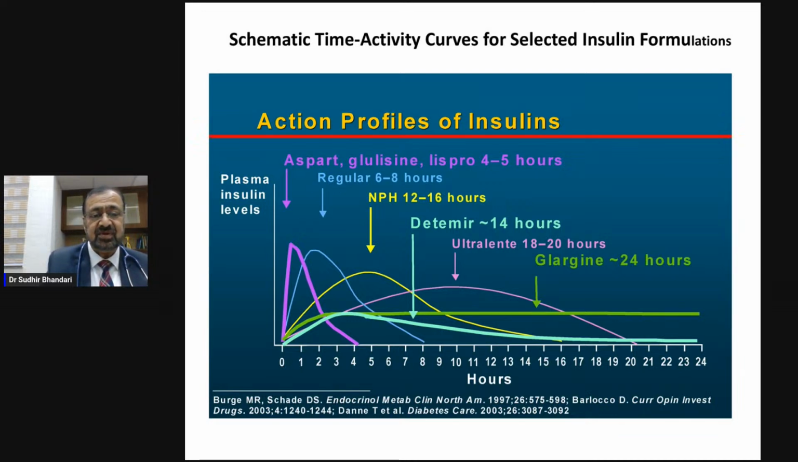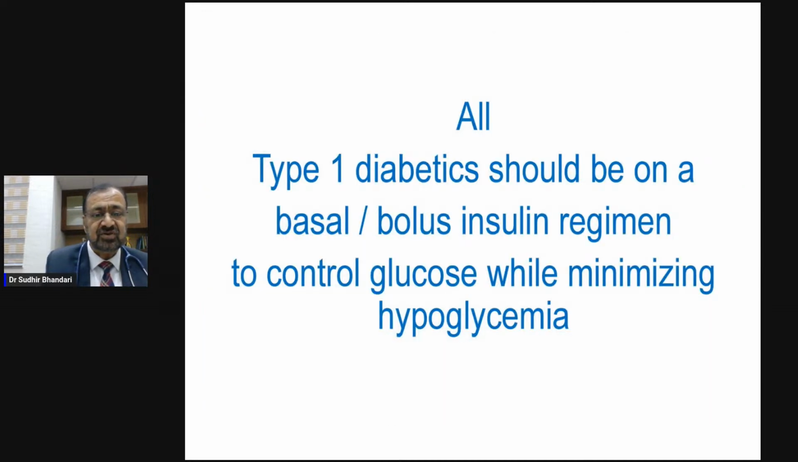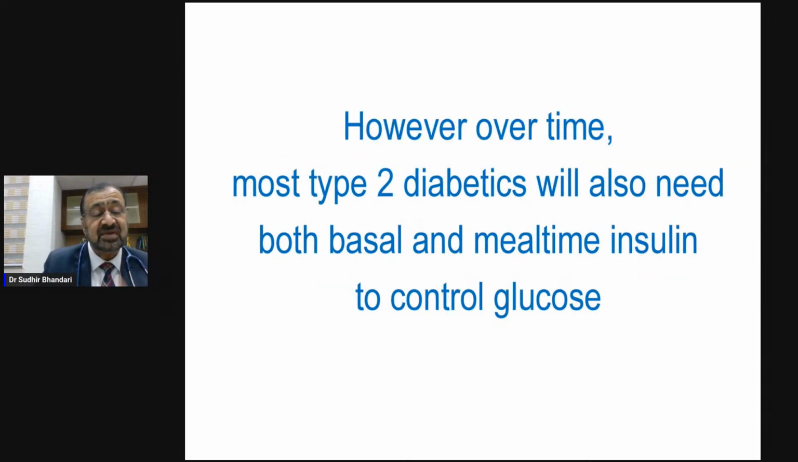These are the various durations of the insulin therapy. You should have tips on how basal insulin has a long flat curve, and how short acting insulin effect wanes within 3 to 4 hours, so you need to be careful. Type 1 diabetes should be on a basal bolus insulin regimen to control glucose while minimizing hypoglycemia. The challenge is to minimize the hypoglycemia.